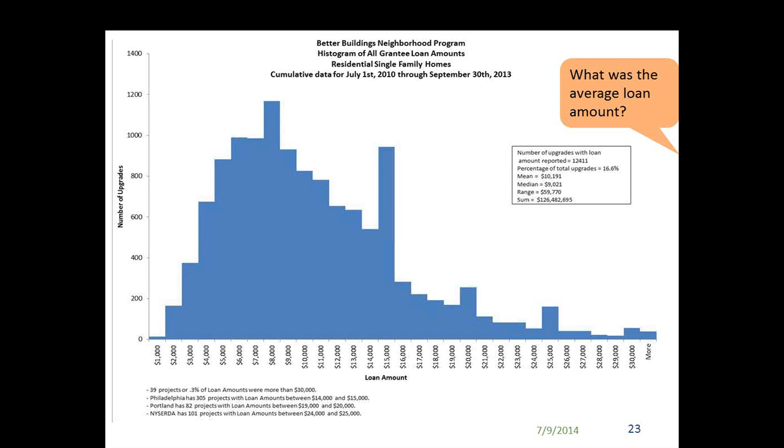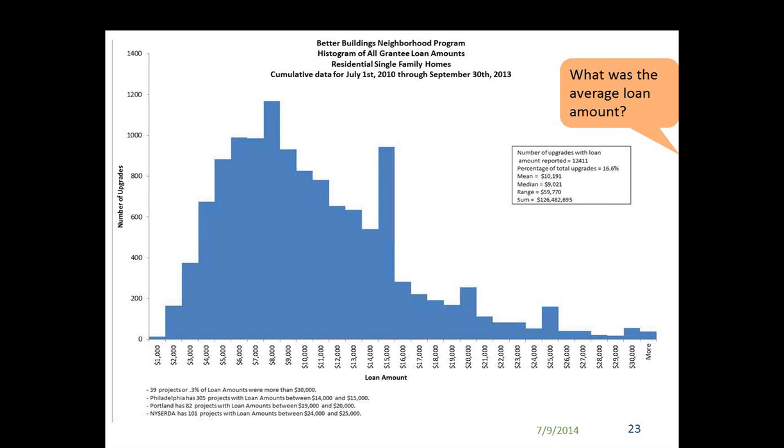There's some information at the bottom that shows where those came from. At around the 15,000 range, Philadelphia had a number of projects, so it probably had something to do with the way they had their loan program structured. Then out at 20,000, a number of projects from Portland. And beyond that, at 25,000, a number of projects from NYSERDA. So that's probably why you're seeing those spikes.